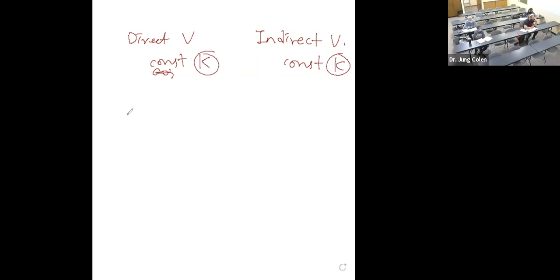For direct variation, if one variable goes up, the other variable also goes up, right? So one goes up, then the other one goes up too. For indirect variation, one variable goes up, then the other one goes down. Right? That's the big difference. So these two are the most important things that you can figure out.